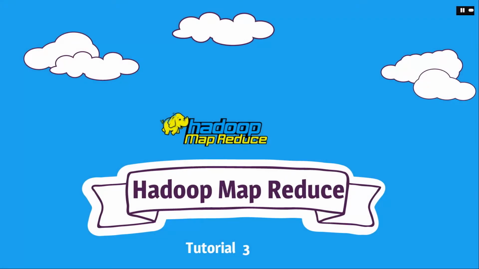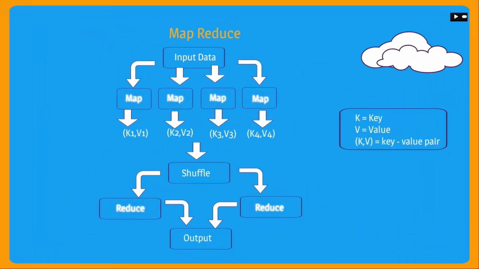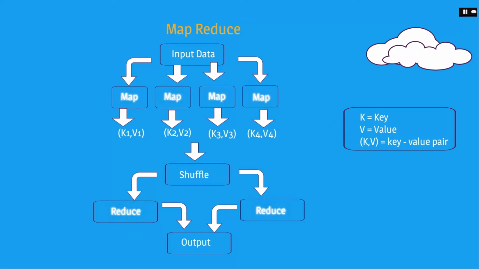Let's start the tutorial by understanding the concepts of Hadoop MapReduce. MapReduce is a software framework for easily writing applications which process vast amounts of data in parallel on large clusters. MapReduce is the heart of Apache Hadoop. It is this programming paradigm that allows massive scalability across hundreds of servers in a Hadoop cluster.